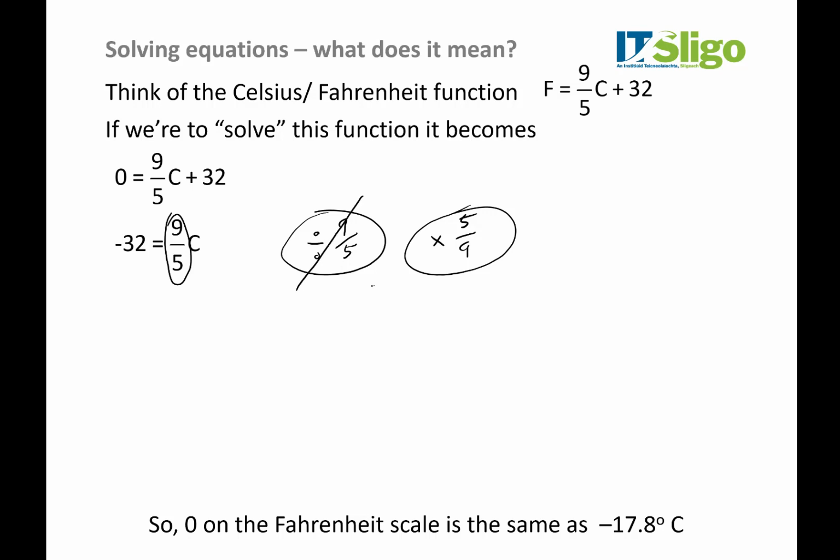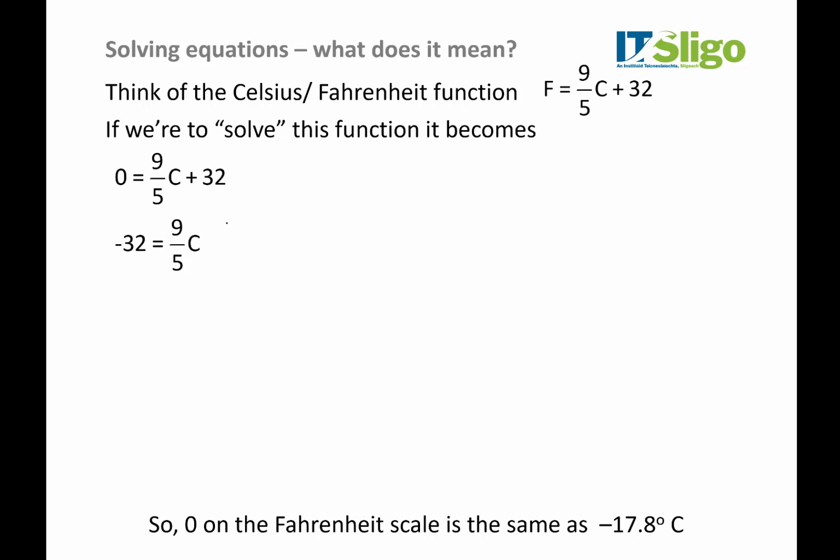So that's what we do, guys. We multiply both sides by 5 over 9. When we multiply the 9 over 5 by 5 over 9, we end up with 1. So I just moved things around a little bit and tidied it up. And now we've solved for C. We just get our calculator, and this is our result. So 0 on the Fahrenheit scale is the same as minus 17.8 degrees Celsius.